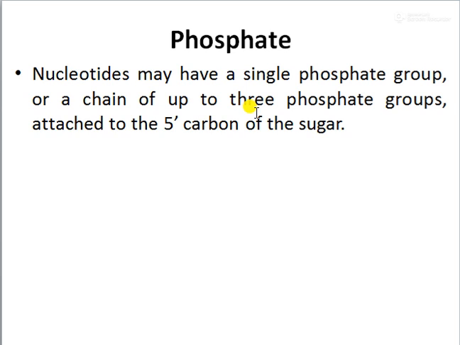The third ingredient is the phosphate group. Nucleotides may have a single phosphate group or a chain of up to 3 phosphate groups attached to the 5 carbon of the sugar. Phosphate is always attached at the 5 carbon.